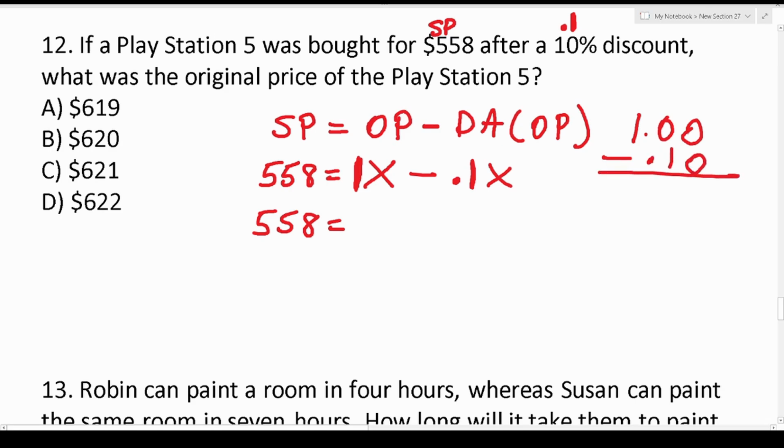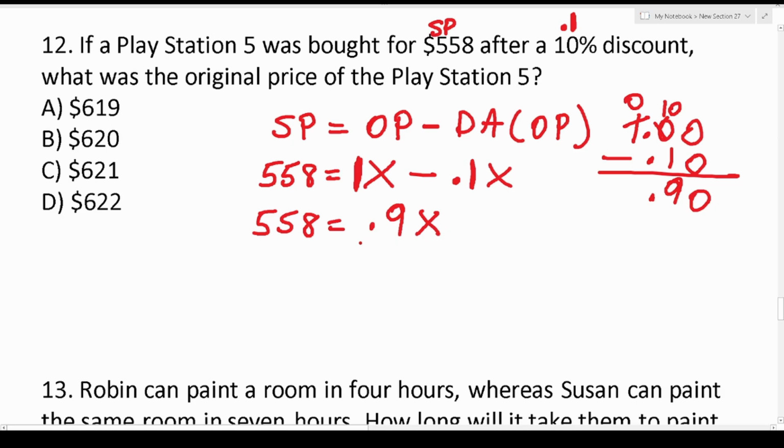Okay? 0 minus 0 is 0. 1 minus 0 we can't do, so we have to borrow. This becomes 0. This becomes 10. 10 minus 1 is 9. Drop down your decimal. And 0 minus nothing is 0. So this becomes 0.9x.